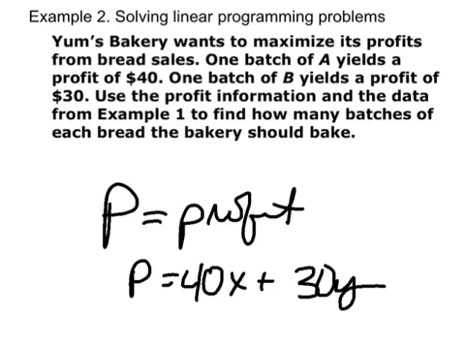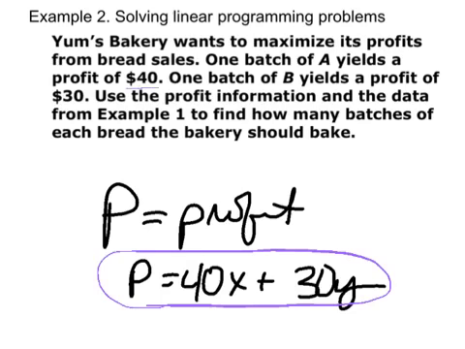All right, example 2. Solving linear programming problems. Yum's Bakery wants to maximize its profits from bread sales. One batch of A yields a profit of $40. One batch of B yields a profit of $30. Use the profit information and the data from example 1, the one we just did, to find how many batches of each bread the bakery should bake. We're going to say P equals profit, and this is the equation that we just came up with using this information. Okay, 40x, which is A, plus 30y is our profit.